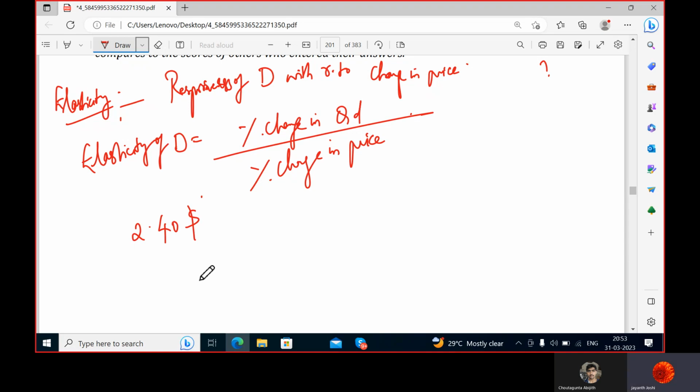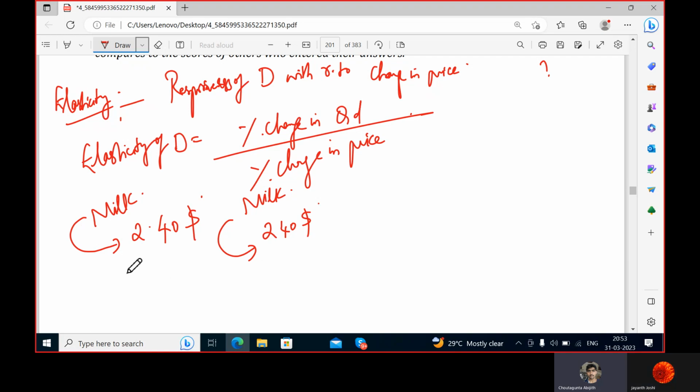Milk today costs $2.4. Let's say the milk has gone to $240. What will you do? How will it impact your demand? Can you answer? Demand will decrease, that's for sure. But it will decrease with a very small intensity.